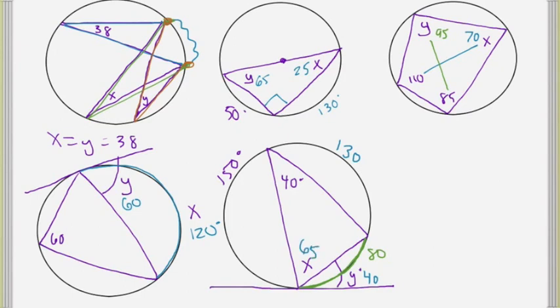Another way to work towards the same answer would be to say that across from the 150, that inscribed angle should be 75, and then within a triangle 180, we could have subtracted out to find the 65. Two different ways to approach finding the same answer there. One final example.